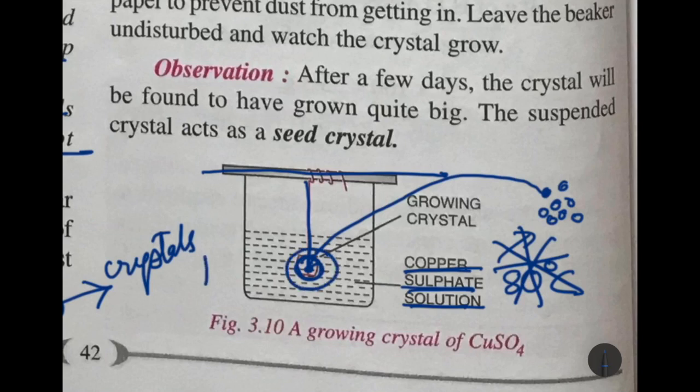So the small suspended crystal served as the seed crystal. After a few days you'll see the crystal that you had hung with the help of the thread becomes very big. This process is known as inducing crystallization, by adding a crystal of pure substance into its saturated solution, and this process is known as seeding. And we covered it with paper so that dust particles do not get in, because if any dust particle gets inside this solution, crystals will form around the dust particles as well.